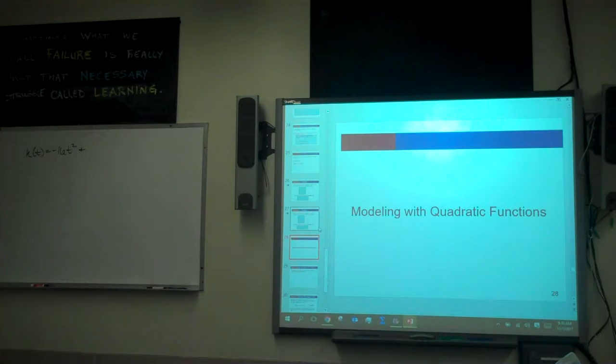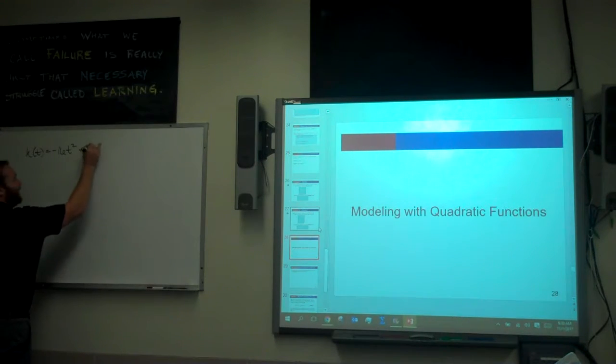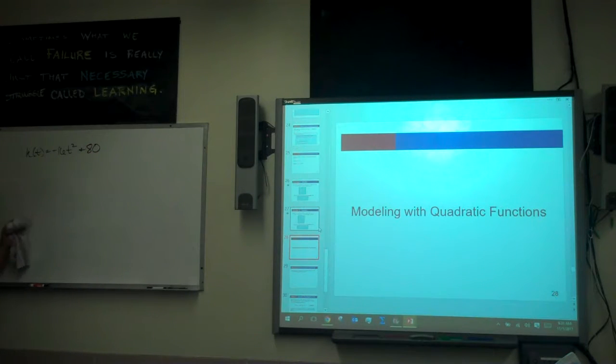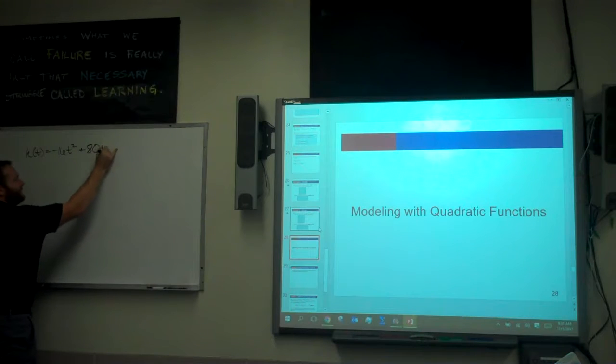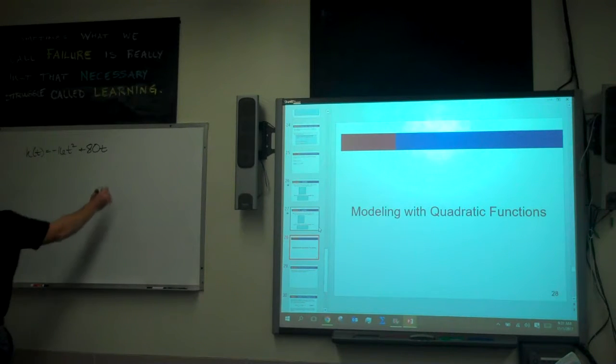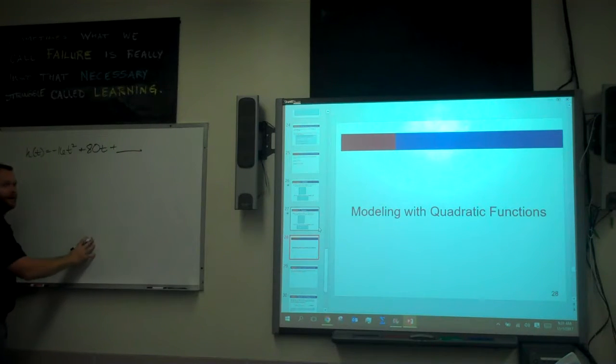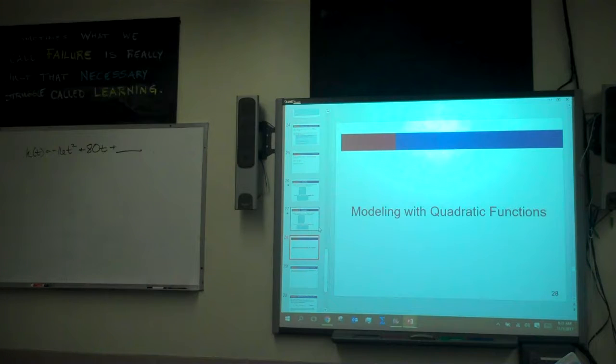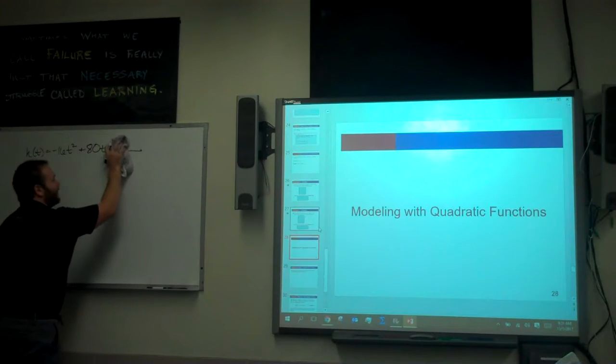Let's say that I throw it up with an initial velocity of 80 miles per hour. So it's initial velocity times t. And let's just say that I'm standing on the ground when I do that. So there's no, this plus whatever number out here is the height from which I throw it. So I'm going to say plus 0. If I was standing on top of a building, maybe I'd say plus 20 feet or 30 feet or whatever. But we're going to stand on the ground and do this.